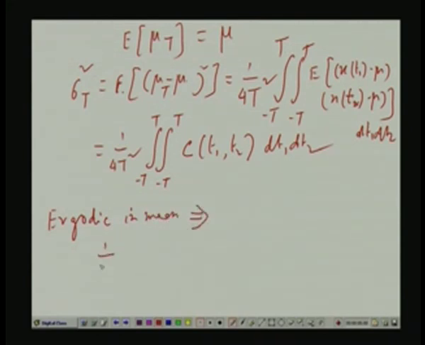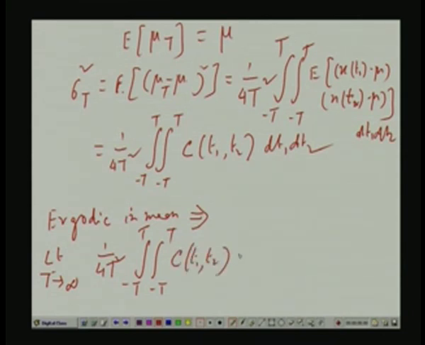This fact, thus limit t tends to infinity, this integral 1 by 4 t square c t 1 t 2 dt 1 dt 2, this should what? This should tend to 0. If that happens, then the process is ergodic in mean. The process is ergodic in mean.